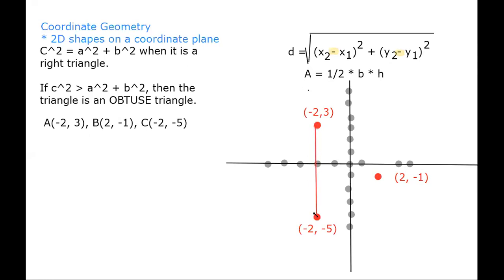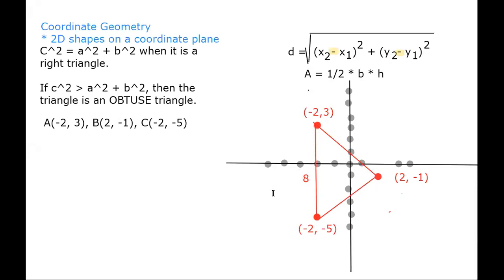Well, the base of this is easy. The base is 8 because it's 3 above and 5 below. You can just look at your y coordinates. So we already know that this side of the triangle is 8. Now the hard ones are those diagonals. Well, let's look at them.